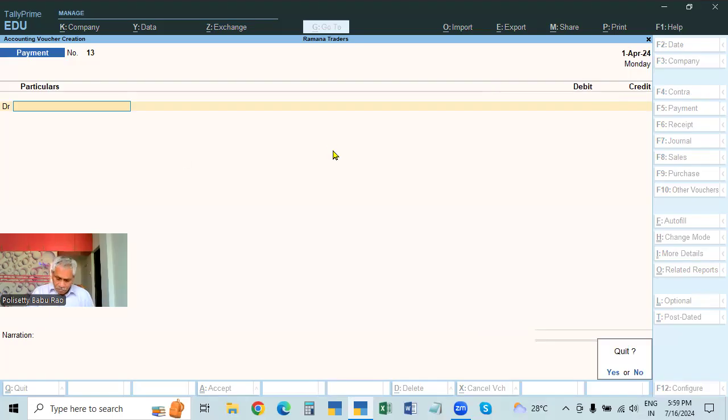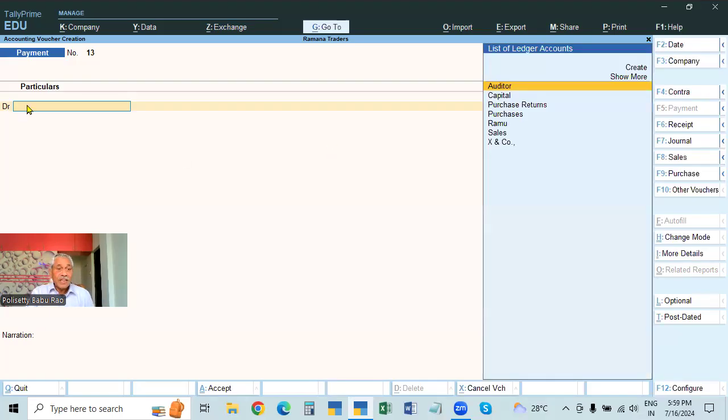So here, debit and credit we have to enter, below the particulars, both the debit account and the credit account. But remember, generally we say first debit account, then credit account. But in one voucher, first it will ask for credit. Start with credit, then debit. Some vouchers start with debit, then credit.